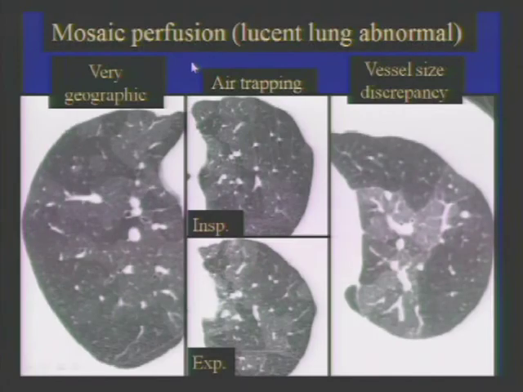Okay, so just to drive home the point of differentiating lucent from opaque being abnormal, these are all cases of mosaic perfusion. This is a case of neuroendocrine hyperplasia. Notice the very, very sharp demarcation between lucent and opaque. The lucent lung is abnormal from small airways disease. This is a patient, I believe, just with asthma who has an abnormally lucent lung, and on the expiratory that stays quite lucent, whereas the more opaque normal lung, as it should, gets denser on the expiratory image.